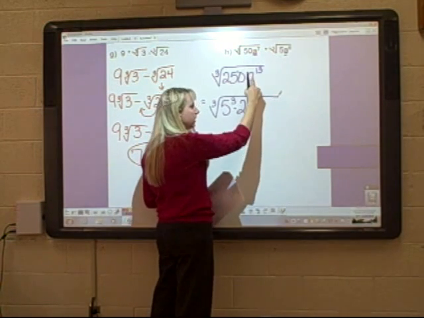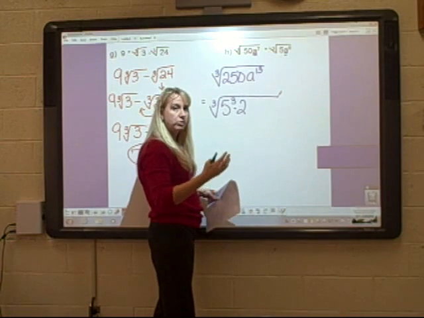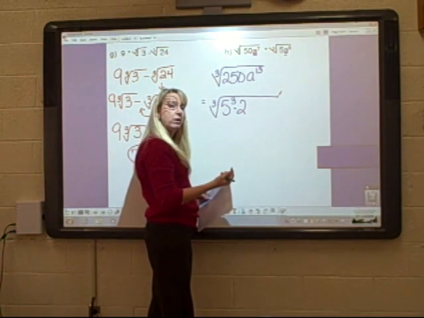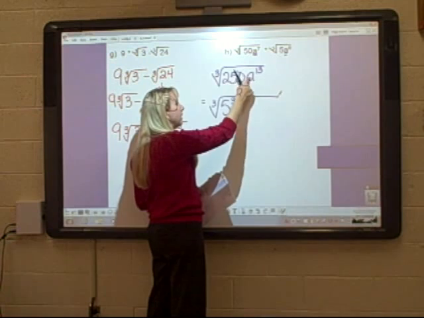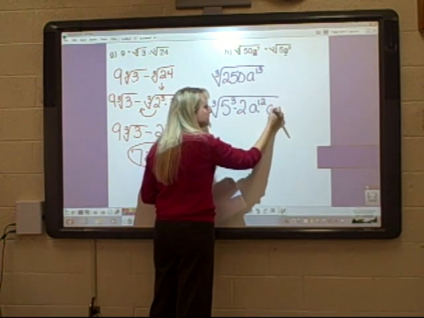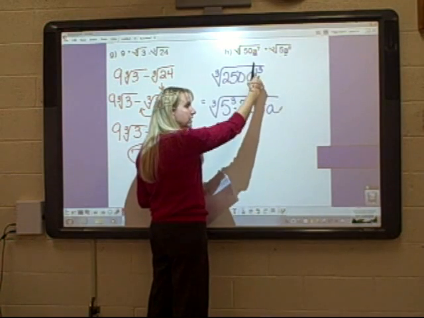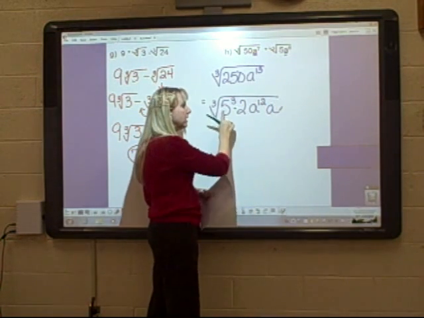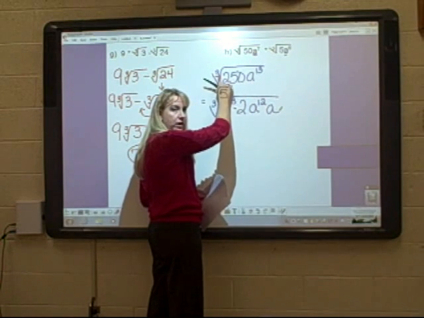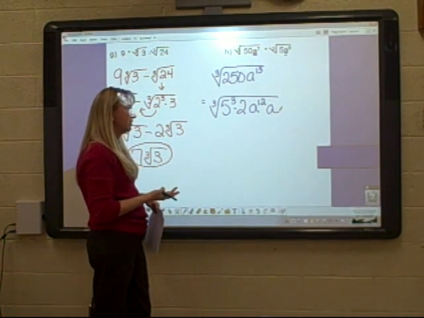Then I look at a to the 13th. Is 13 divisible by 3? No, so we need to go lower. The next number below 13 is 12. Is 12 divisible by 3? Yes. So I'm going to write this as a to the 12th times another a, because I need that 12 and that 1 to get us back up to the 13th. This is the exact same amount as the original problem. We're just rewriting it.